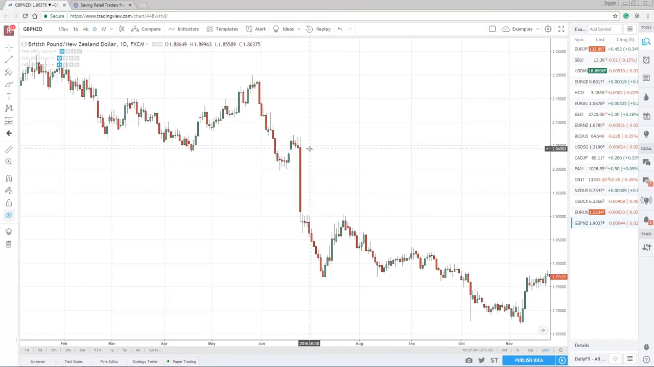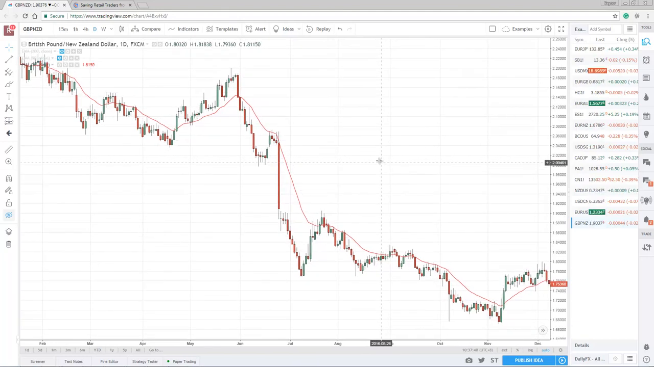Okay, and the second approach, to trail your stop loss, as I mentioned, is to use a moving average like the 20 or the 50, whichever, depending on the type of trend that you want to capture.